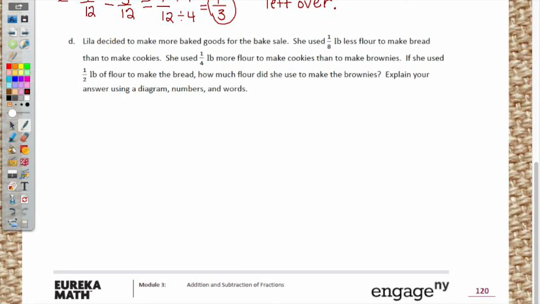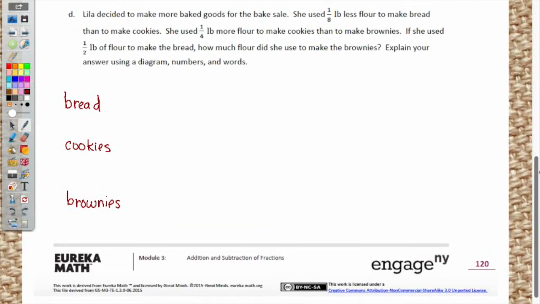Okay, so what we're going to do is organize our information. So let's start with bread, and give yourself a lot of room. Cookies and brownies. And we will make a tape diagram for each, but we have to do them one at a time. Give yourself some room between.